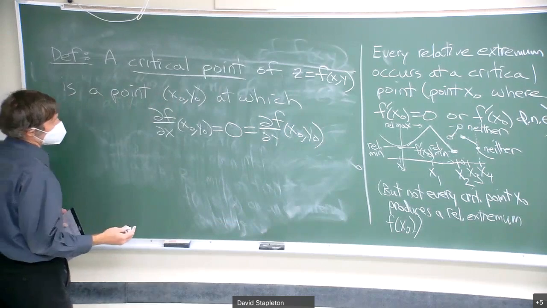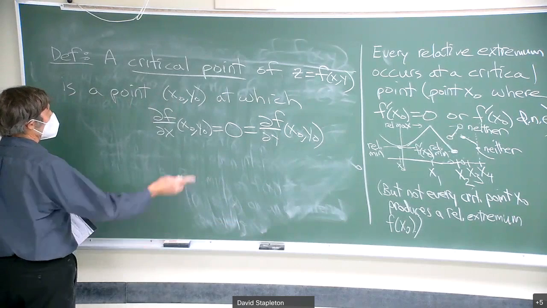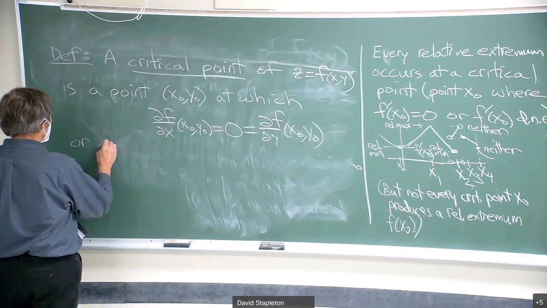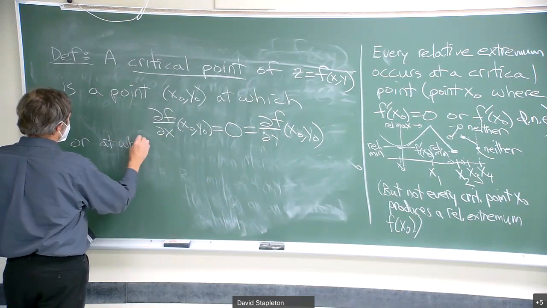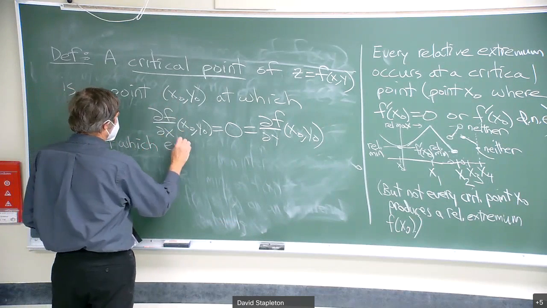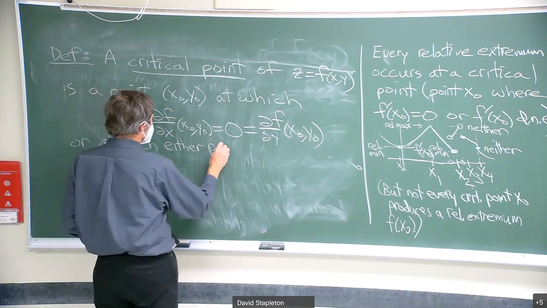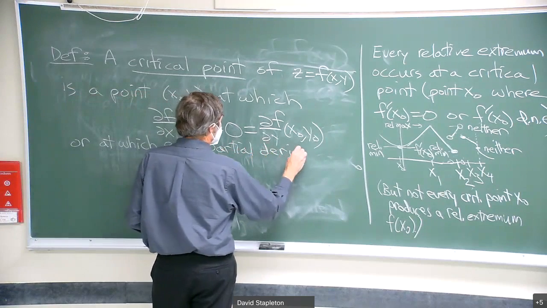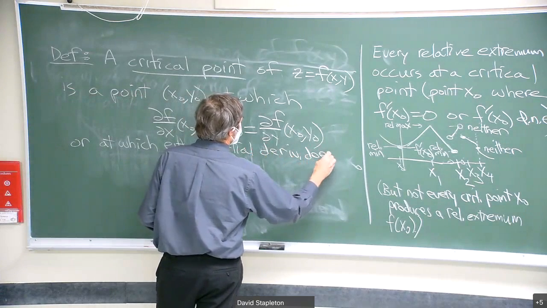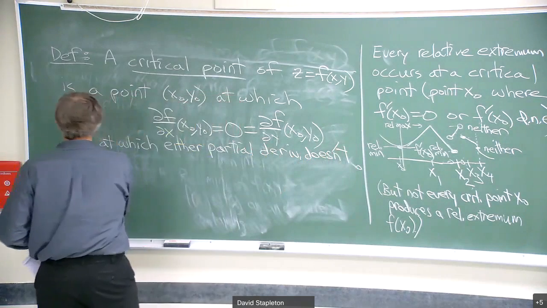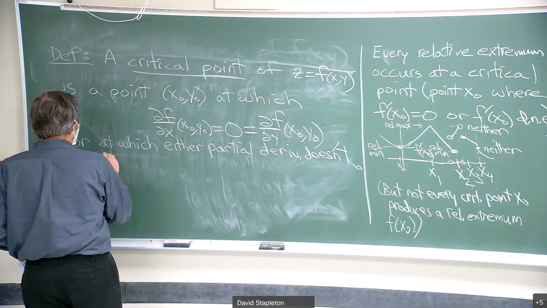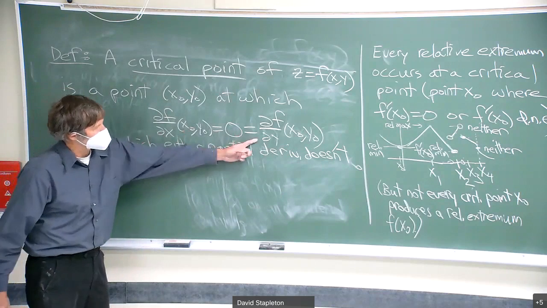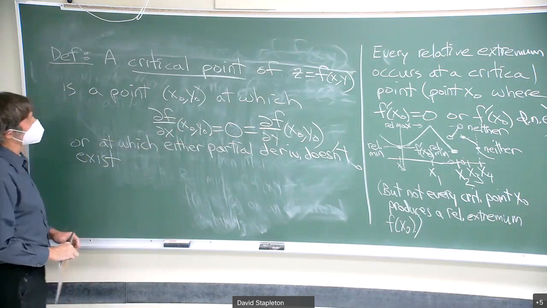But just like in calculus one, you can have a point where the derivative doesn't exist. If either partial derivative doesn't exist, then it's also a critical point. Either or both. So just like calculus one, where you want a point at which the derivative is 0 or doesn't exist, now you want a point at which both partial derivatives are 0 or at least one doesn't exist.